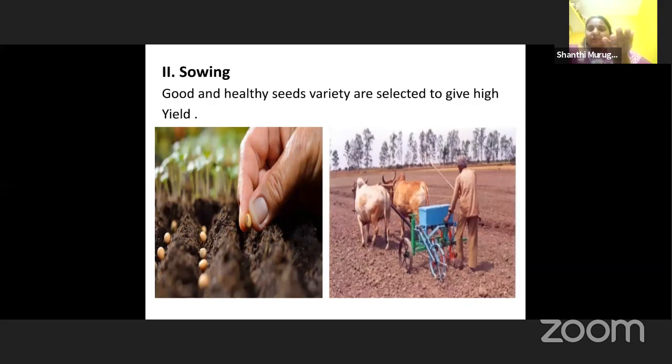A few seeds would be floating on the top of the soil. Those seeds are unhealthy seeds. It's a technique to avoid unhealthy seeds. Here in the picture, you can see two types of sowing. Sowing by hand, the manual method. And next is sowing by machine. This is the seed drilling method. You can see the man will drill and meanwhile the seeds will be sown in that.